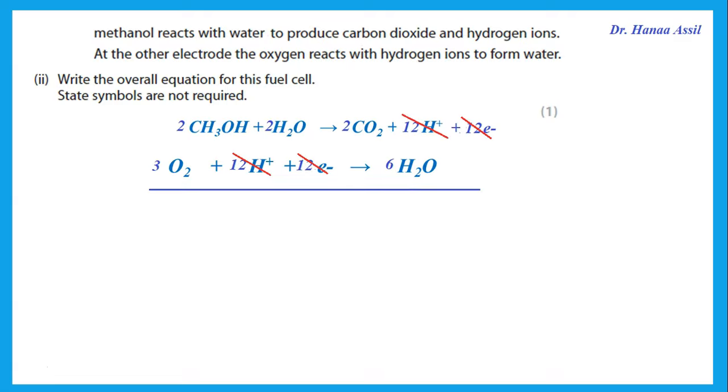Now, if we have the same thing on both sides of the arrow, they cancel. So that means 12H plus cancels with 12H plus. We also have water on both sides of the arrow. We cancel them and write what is left. So the overall equation is methanol plus oxygen, and for the water, we have 2 before the arrow, 6 after the arrow. That means we have a net amount of water that is 4 water, with the 2 CO2 that is formed. This is the overall equation.